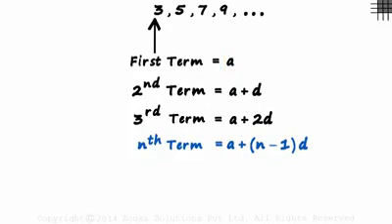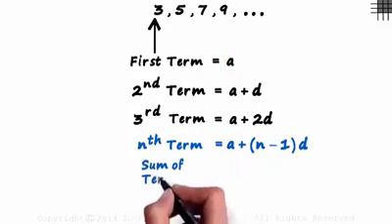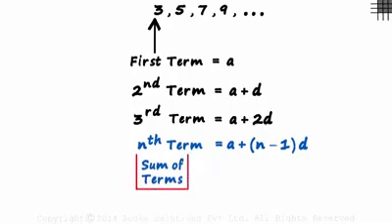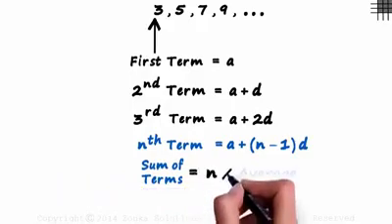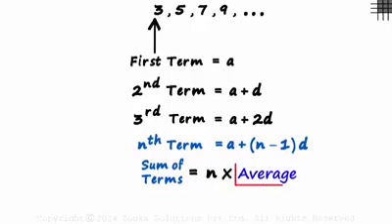Now that we have seen individual terms in a sequence, we can get to the sum of their terms. How do we find the sum of all the terms in a sequence? Think of it in terms of average. The average of n terms will be the sum of terms over n. So the sum of terms will be n times the average. Understanding the average is the best part of it.